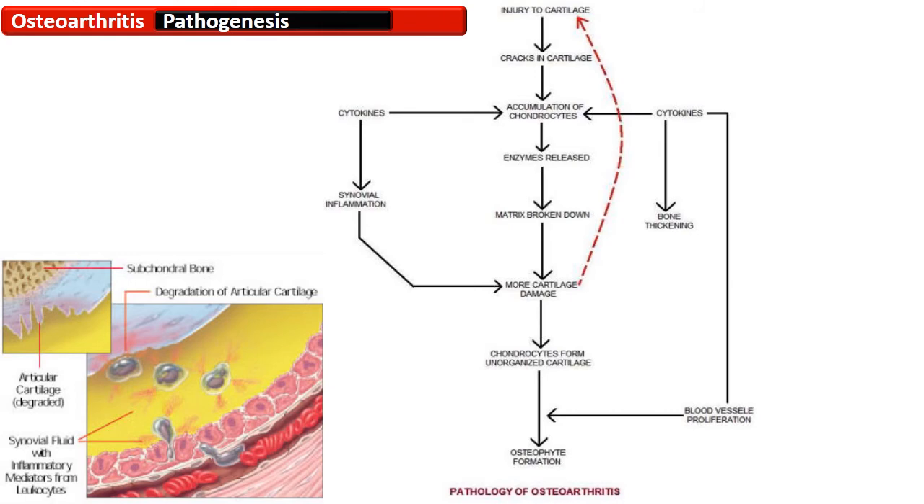Cytokines are also responsible for the proliferation of the blood vessels and thickening of the bone formation, and when more cartilage is damaged, then the chondrocytes form unorganized cartilage, and this unorganized cartilage subsequently will lead to the osteophyte formation.